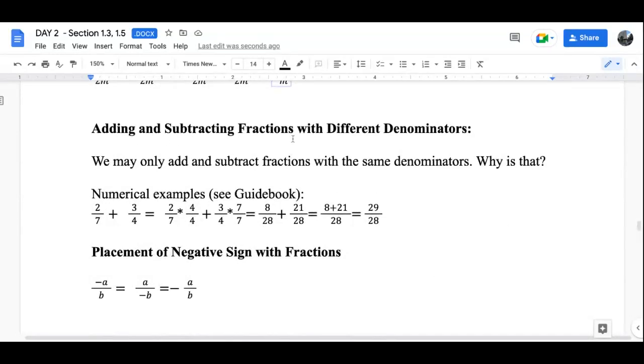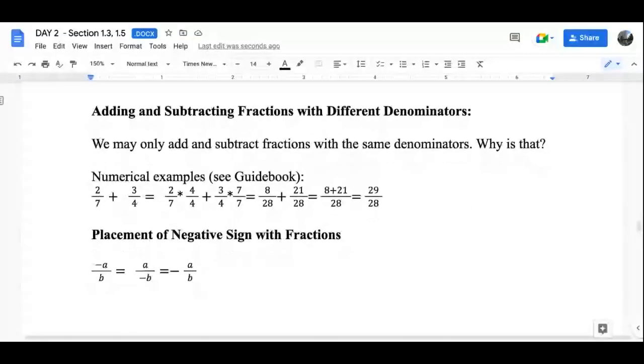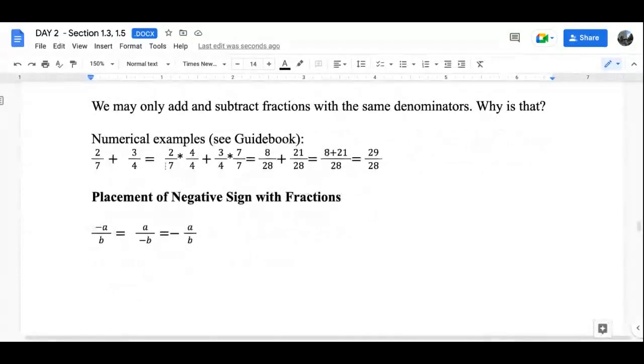Add and subtract fractions with different denominators. Well, let's see, these are different denominators. 2 over 7 plus 3 over 4. What's the common denominator? The common denominator is 7 times 4. Why? Because 7 is a prime number, right? So the common denominator is 7 times 4.